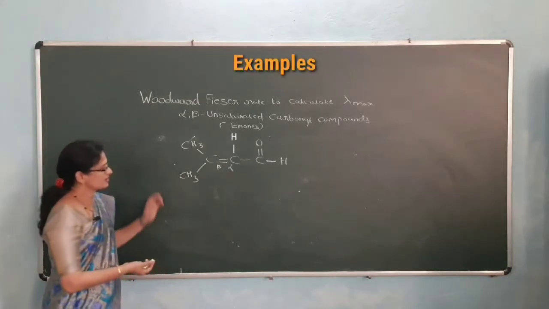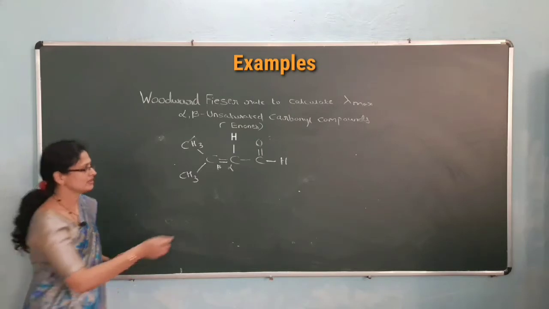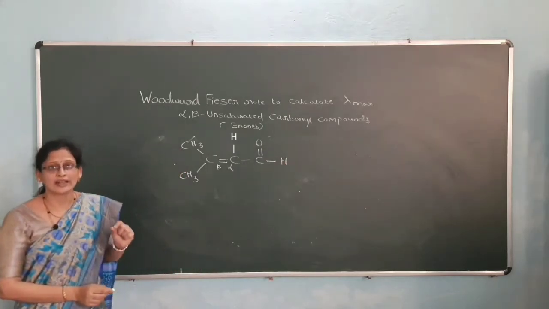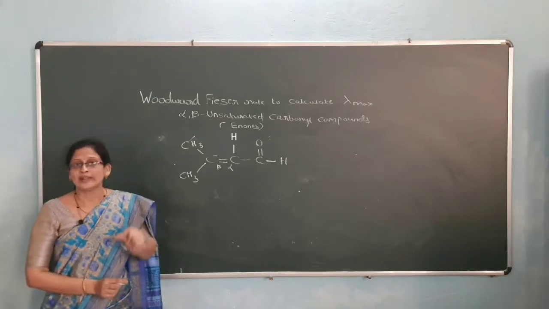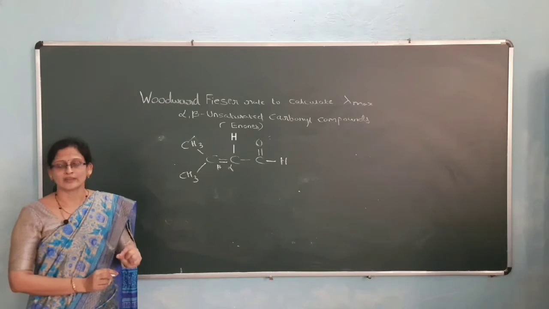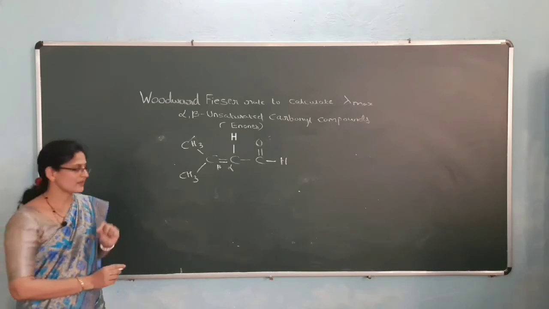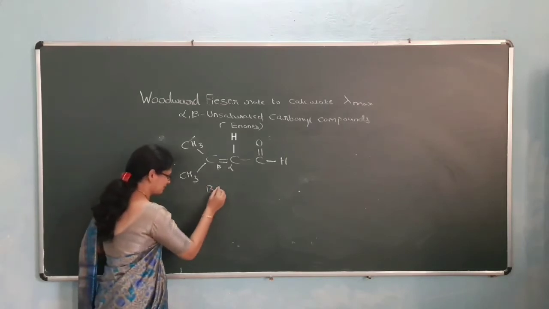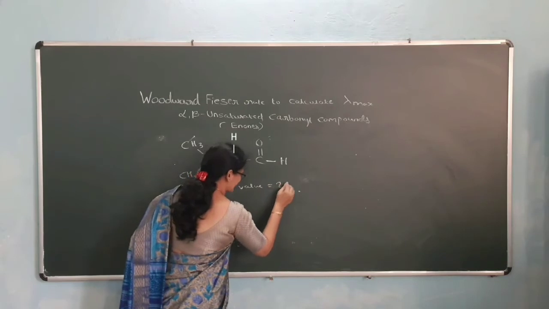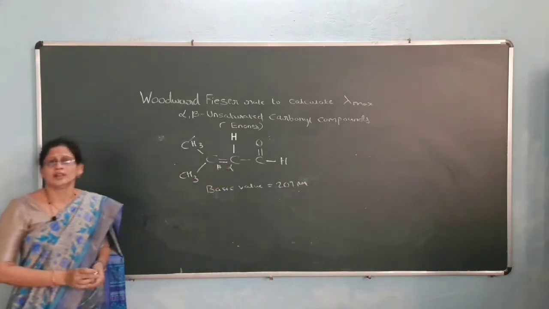Okay, so this is the first example. Now check it for the basic. So here this is C double bond O, it is an aldehyde. So what is the alpha beta unsaturated aldehyde value? The basic value for unsaturated aldehyde is 207. So write it, basic value 207 nanometer. Then check for the substituent.